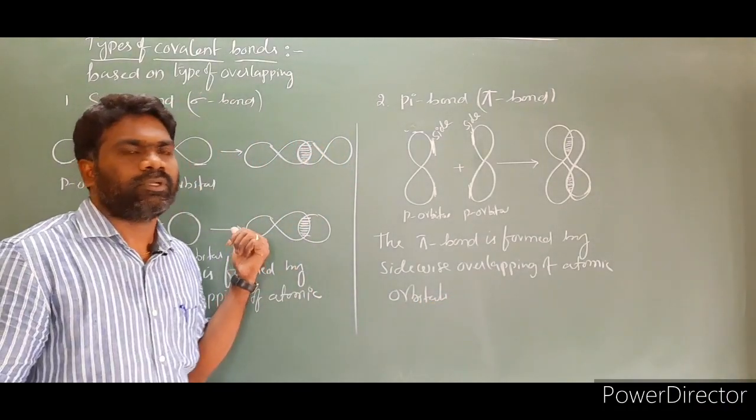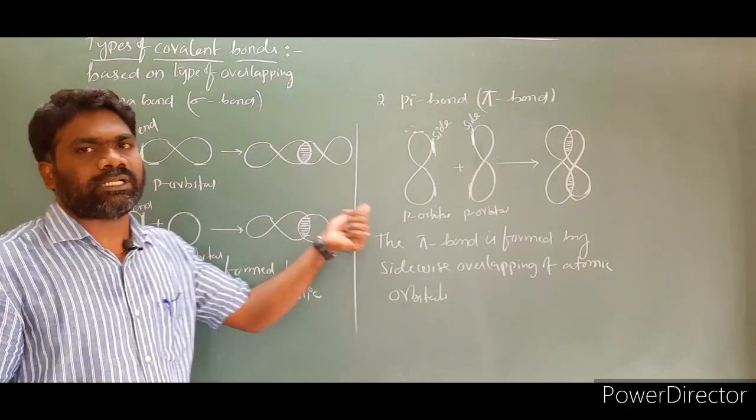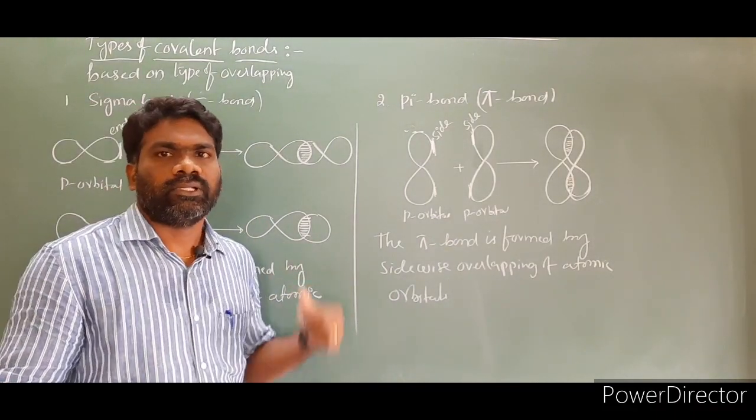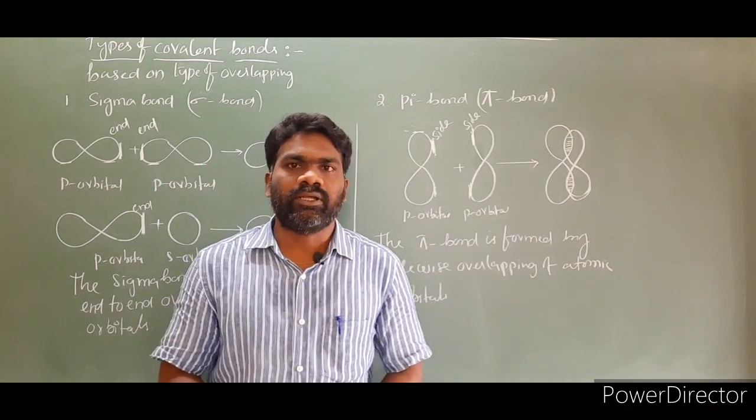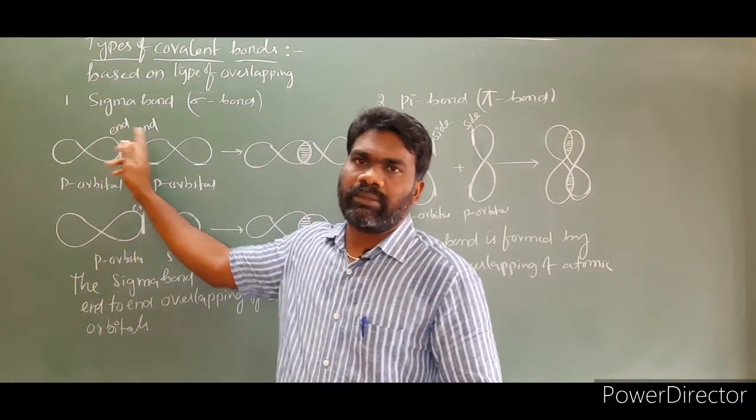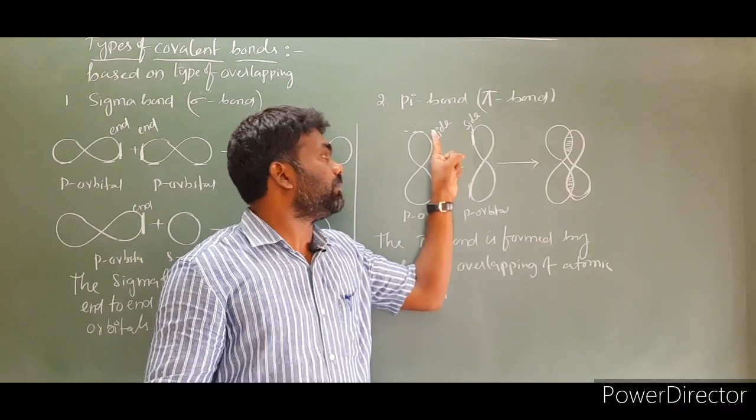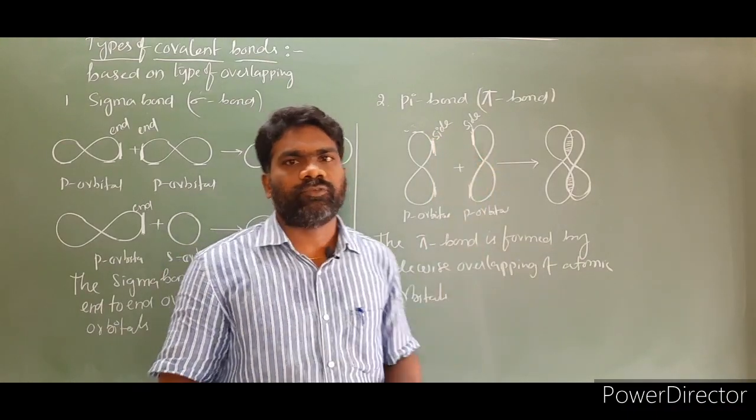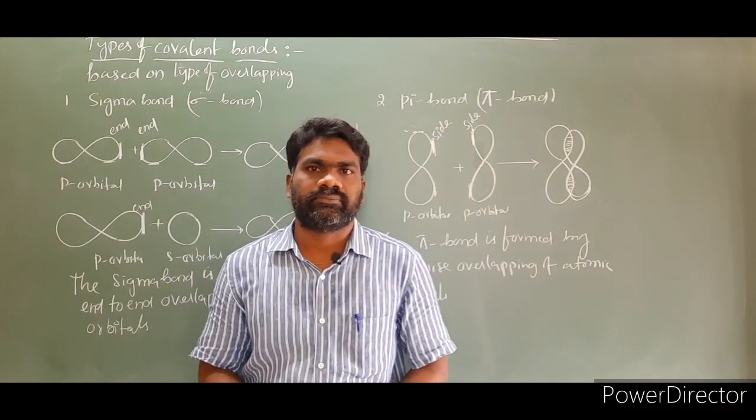From the PEC point of view, knowing what the sigma bond is and what the pi bond is, is very, very important. So this is the sigma bond and pi bond. Simply, the sigma bond is formed by end-to-end overlapping of atomic orbitals, and the pi bond is formed by sidewise overlapping of atomic orbitals.